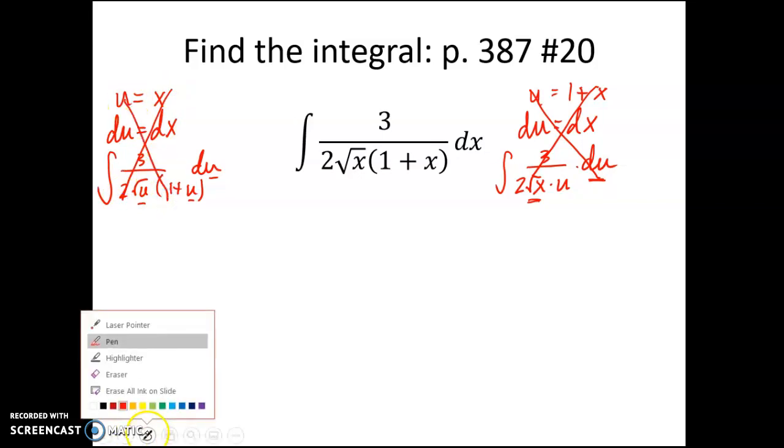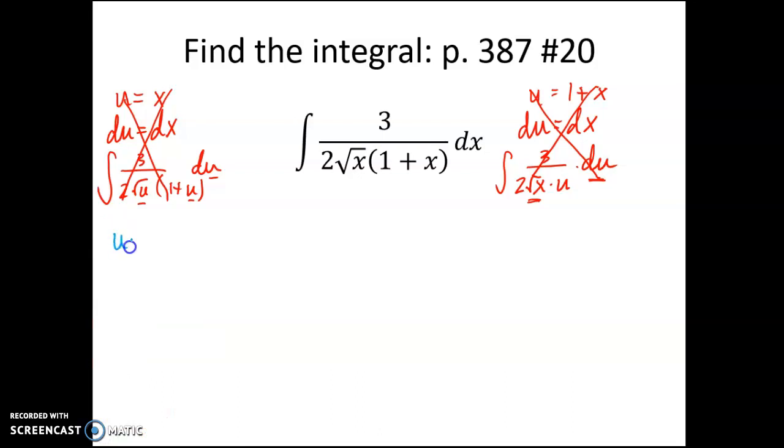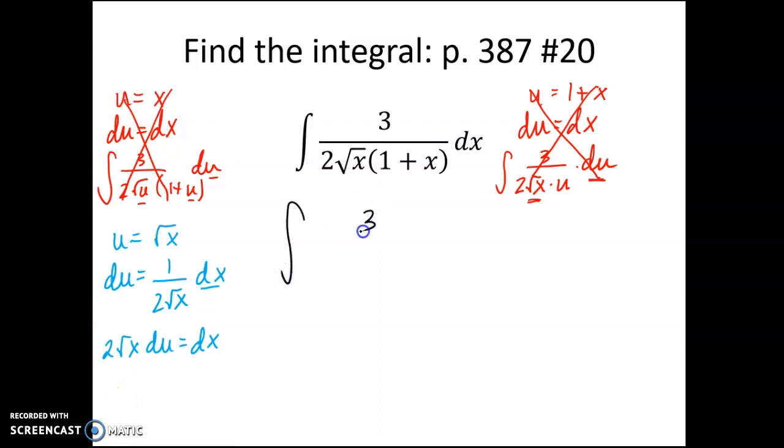So the only other option we have for u: let u equal the square root of x. Du would be 1 over 2 root x dx. I'm going to solve this for dx, and I get 2 root x du is equal to dx. So now I'm going to make all my replacements. So I have 3 all over 2u times 1 plus x, and then dx is equal to 2 root x du.